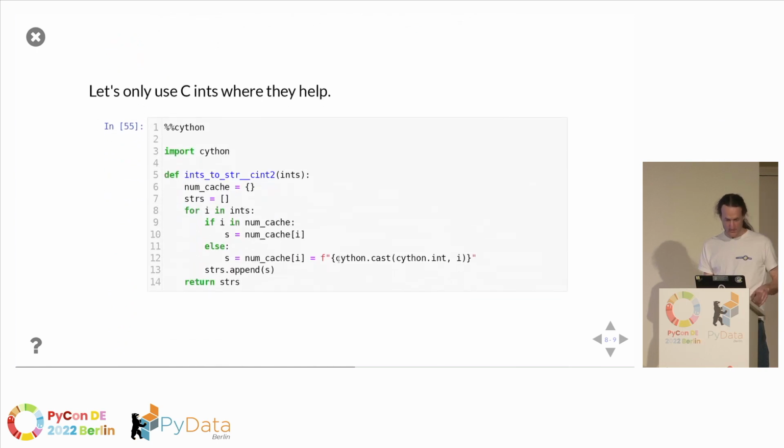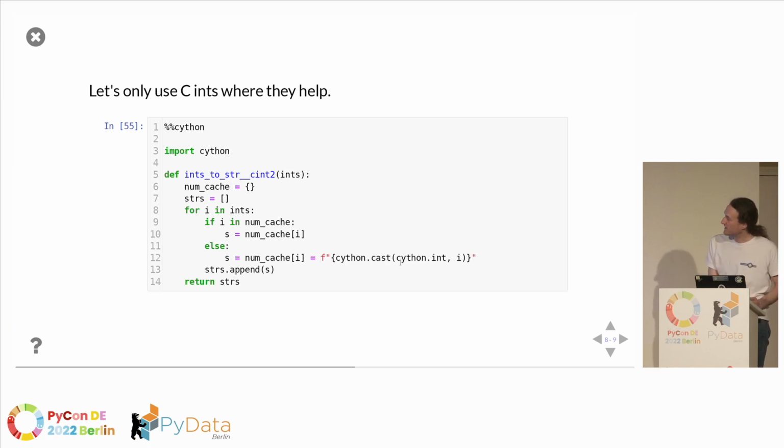We can use C integers only where they help. So apparently they don't help for the loop variable because afterwards, in most cases, what we need is actually an object, right? We need to test if an object is in the dict. We need to take it from the dict and so on. So we need something that's hashable in Python, that's an object.